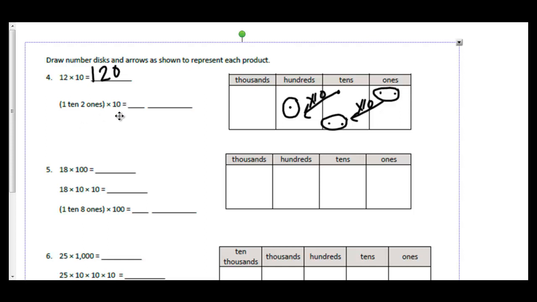1 10, 2 1s times 10 is the same thing as 12 10s.